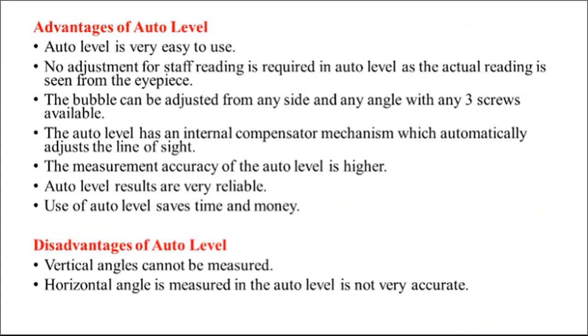Next slide. Advantages of auto level. Auto level is very easy to use. No adjustment for stop reading is required in auto level, as the actual reading is seen from the eyepiece of the auto level. The bubble can be adjusted from any side and any angle with any of the three foot screws available. The auto level has an internal compensator mechanism which automatically adjusts the line of sight.